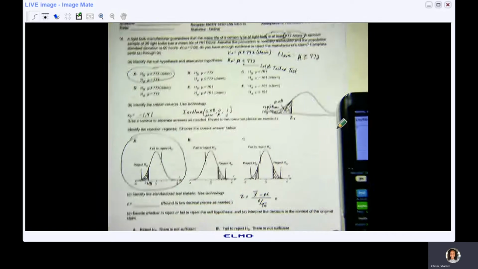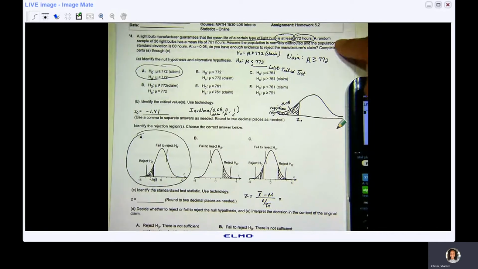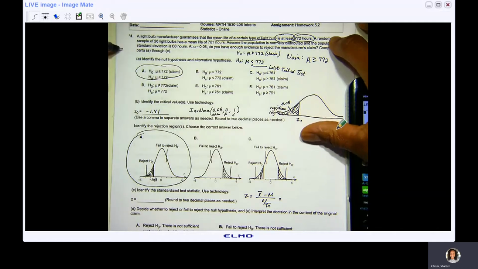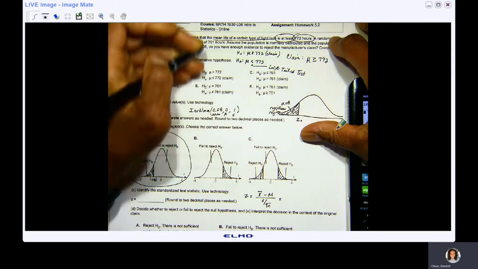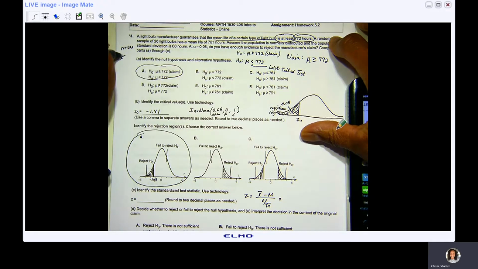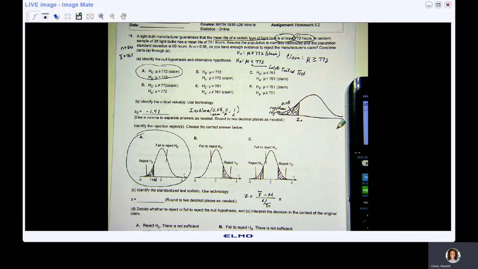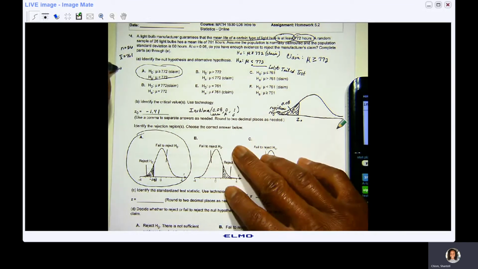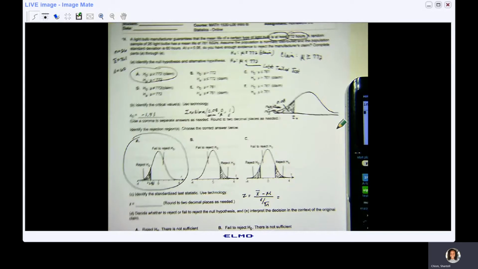So let's go back up here and finish reading so I can recognize what x bar is and all that other stuff. It says a random sample of 26 light bulbs. Okay, so n is 26. Has a mean life of 761. So that sample has a mean x bar of 761. It says assume the population is normally distributed and the population standard deviation is 60. So sigma is 60. Okay.